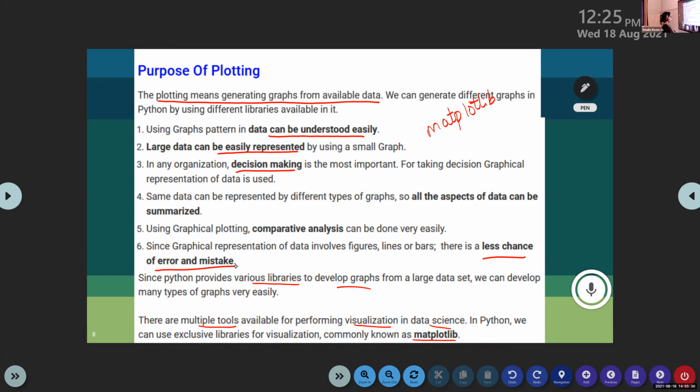Since Python provides various libraries to develop graphs from a large data set, we can develop many types of graph. So here in this chapter, we are going to deal with matplotlib. In Python, we can use this library for visualization. So which library has been used now? There are different libraries, but in this chapter, we are going to deal with matplotlib. This is the library which has been used for visualization.